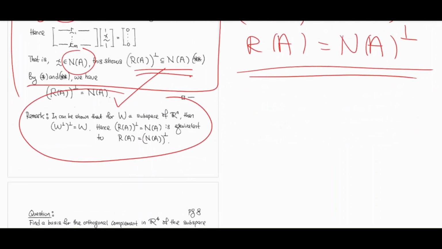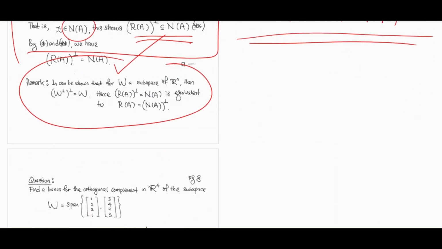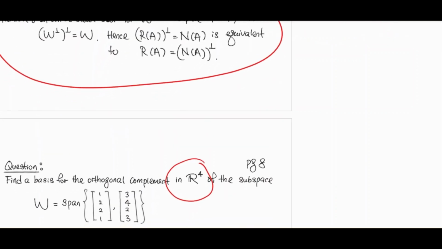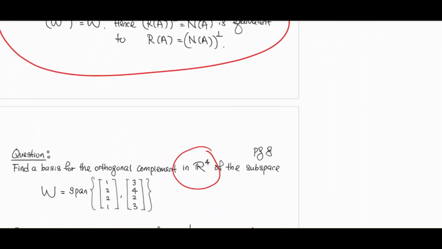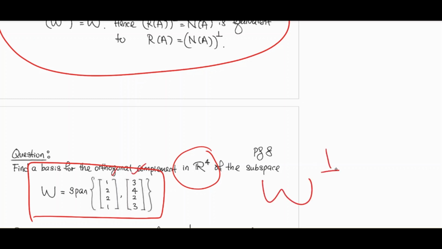Okay, so now let's look at how we apply them. So I have a question for you right here. Find a basis for the orthogonal complement in R4 of the subspace W given by the span of these two vectors right here. The question is, how do you find W perp? We can do it in many different ways. In fact, I'm going to show you how this is done in multiple different ways. But think about it.